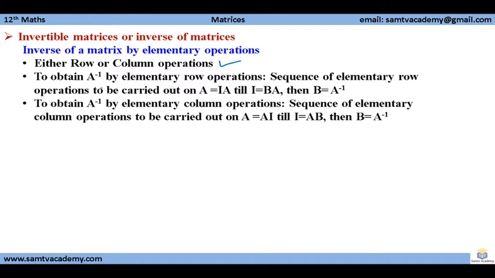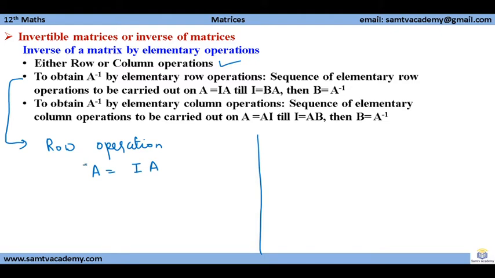So for doing that, to obtain A inverse by elementary row operation, a sequence of elementary row operations is to be carried out on A equals IA till I is equal to BA, then B is equal to A inverse. So what it is saying, you will see, this is row operation. For row operation, first what we have to write? We have to take A is equal to IA.